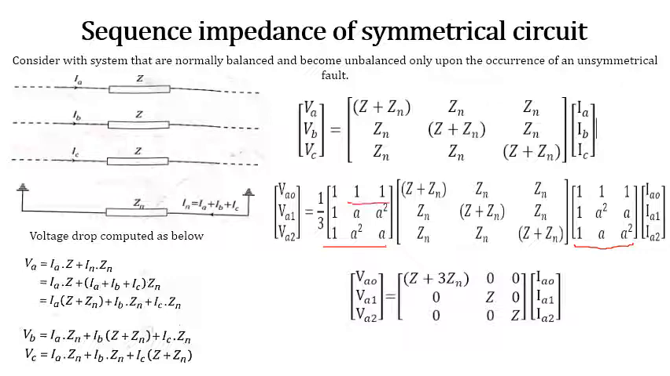Okay, because you can see here the lower part of the matrix is A into A square and A square A, and for this here it is A square A and it is A square. That's why when you multiply these two, you will get only the diagonal element. So what is this diagonal element? Z plus 3Zn and Z and Z. Here I0, I1 and I2 are multiplied by these values. So this means that Va0 is equal to I0 into Z plus 3Zn.